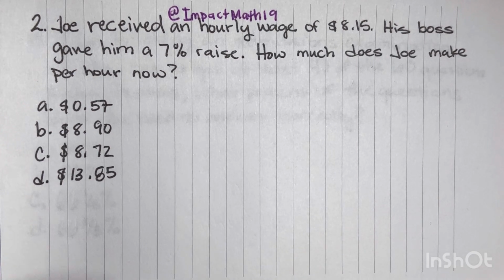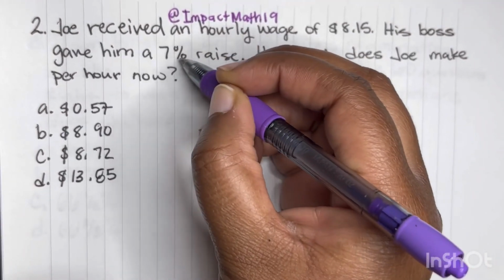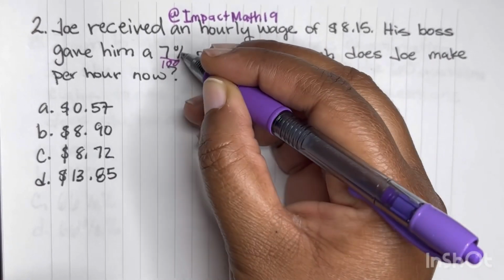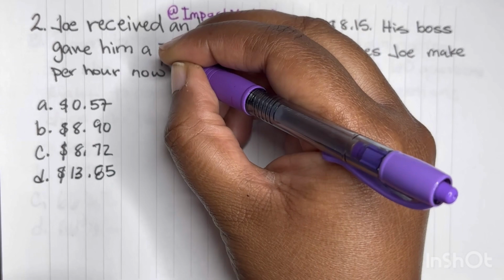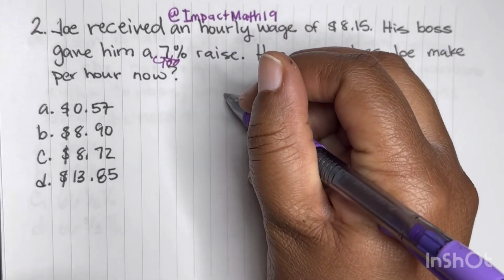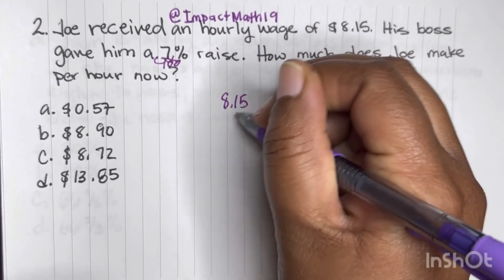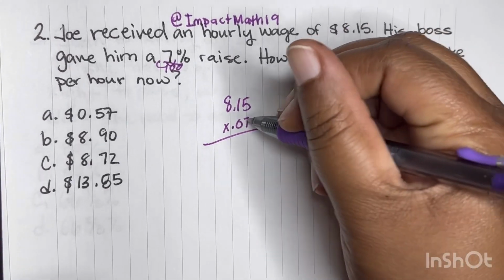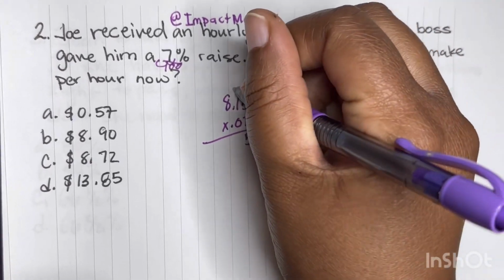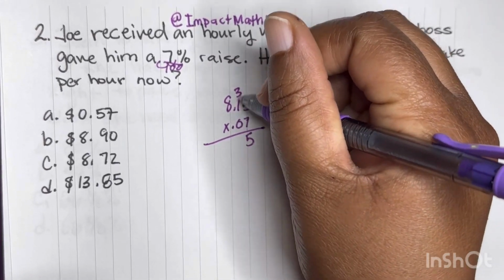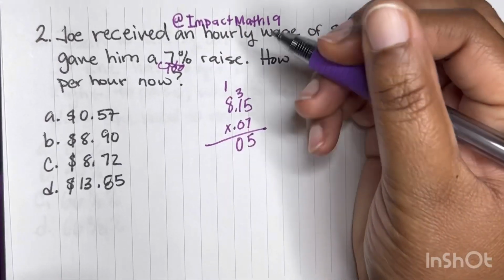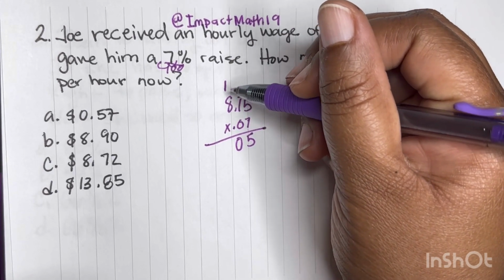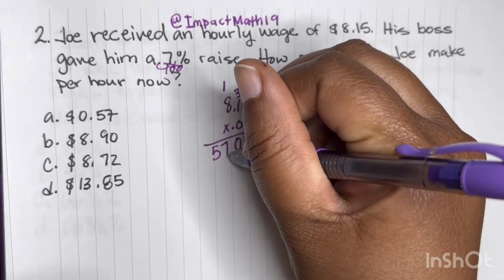Alrighty, so the first thing that we're going to do is change this percent to a decimal. Remember, that's the same thing as dividing by 100, or moving it over 2 spaces. So it will be 8.15 times 0.07, okay? So 7 times 5 is 35. 7 times 1 is 7, plus 3 is 10. Carry the 1. 7 times 8 is 56, plus 1 is 57.